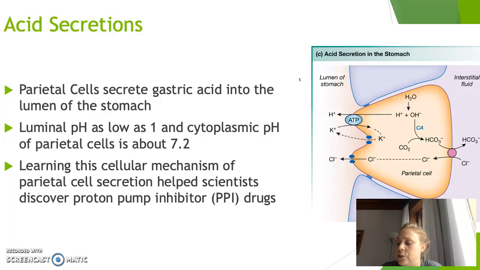Through learning and understanding of the cellular mechanism of parietal cell acid secretion, scientists have been able to develop a new class of drugs to treat oversecretion of gastric acid. These drugs are known as proton pump inhibitors, or PPIs, more commonly known to us as Prilosec, and some of the alternatives for Prilosec, which can be bought over the counter. They work by blocking activity of the hydrogen potassium pump.